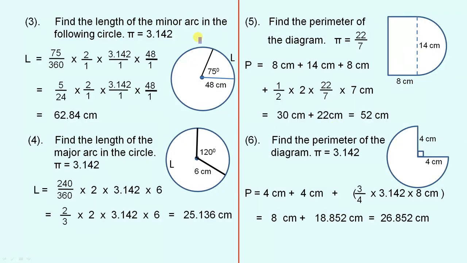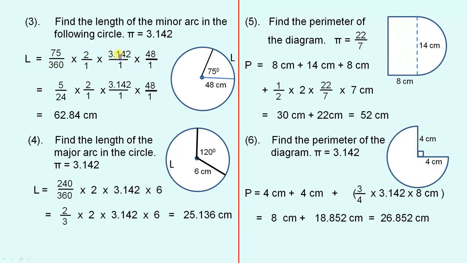Number 3, find the length of the minor arc in the following circle. Use pi equals 3.142. So there's the minor arc there. Now the minor arc is always associated with the minor sector. This is the minor sector here because 75 degrees is a very small angle compared to that large angle there. And we use the radius of 48 centimeters. Because that's 75 degrees, the length of this arc will be 75 over 360 of the total circumference of the circle.